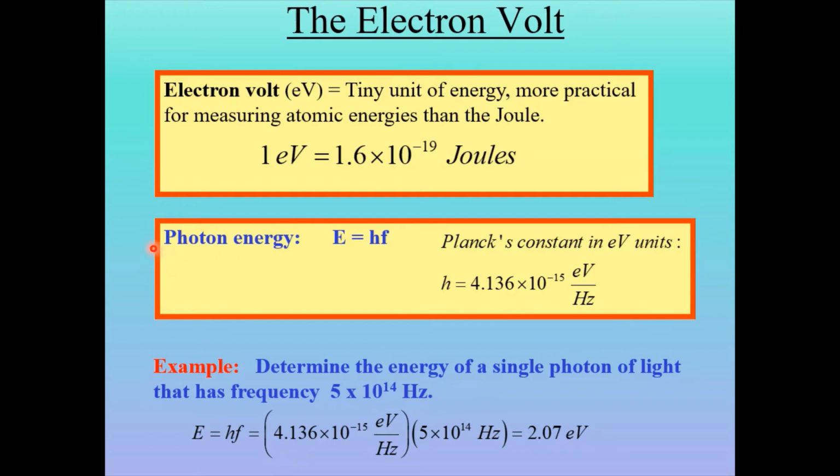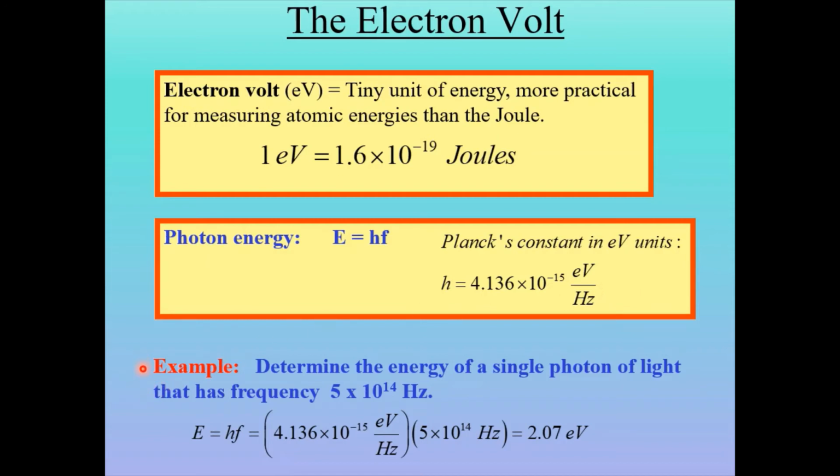But this is going to be much more convenient when we study the atom. Remember that Einstein told us that the energy of a photon, E, is equal to hf. And h, remember, is called Planck's constant. But Planck's constant has two values. One is for joules and the other is for electron volts. So we're going to use the electron volt version of Planck's constant. For our calculations, h is equal to this number here, 4.136 times 10 to the minus 15 electron volts per hertz. And this will become clearer when we go through an example next.